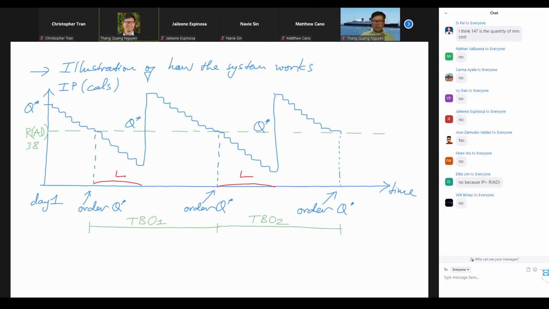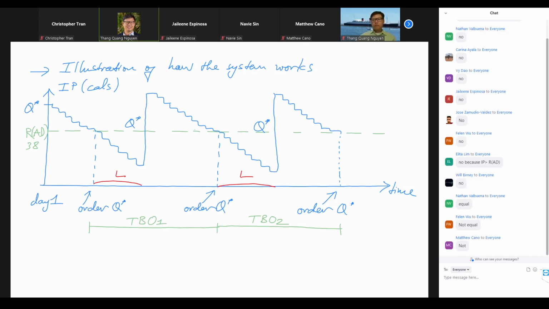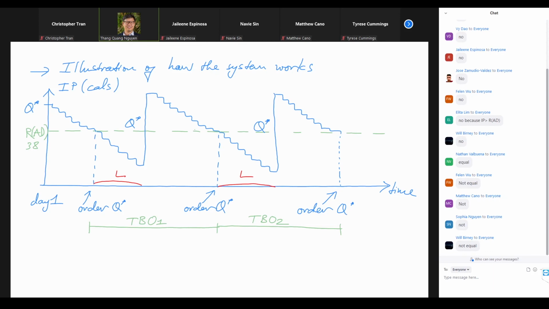And here's my question for everybody. What do you think about TBO1 and TBO2? Are they equal or not equal? What do you think? All right, somebody said equal, somebody said not equal. Theoretically, are they equal or not equal? Okay, so a lot more people say not equal.